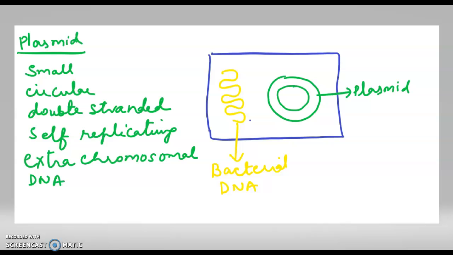So it is clearly mentioned here that it is small in size, it is circular, double strands are there, and it replicates independently from the host DNA. Along with this, it is extra chromosomal also. Chromosomal is the term we use for the main DNA, but this DNA is other than the main DNA, so it is known as extra chromosomal.